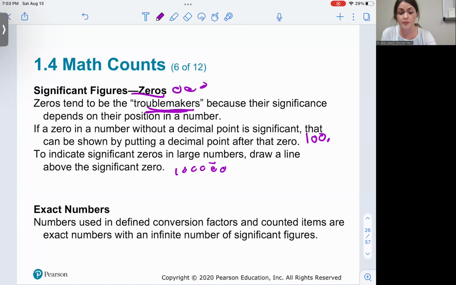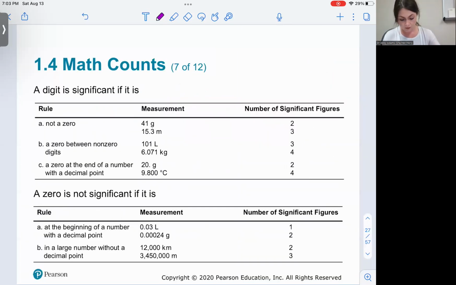Exact numbers, or numbers used in defined conversion factors and counted items, are exact numbers with an infinite number of significant figures. Okay. Let's go through some of these rules about significant figures and zeros. That'll help to clarify all of the jargon that's out there so far.